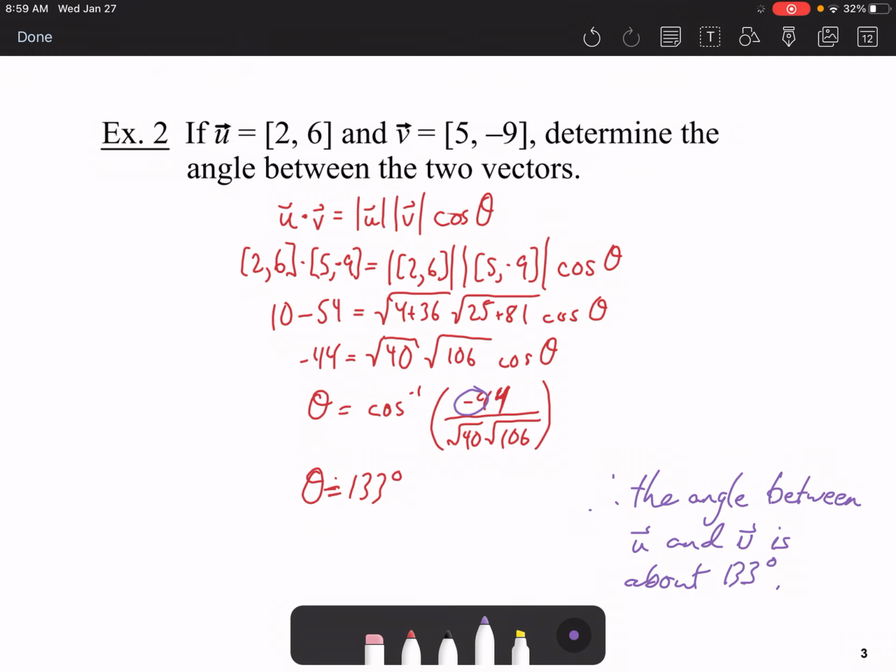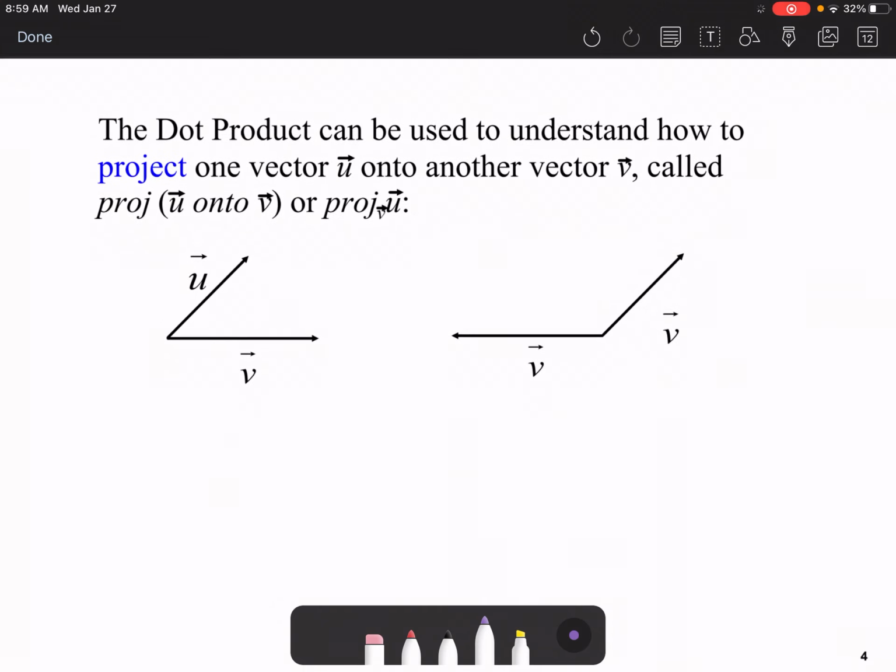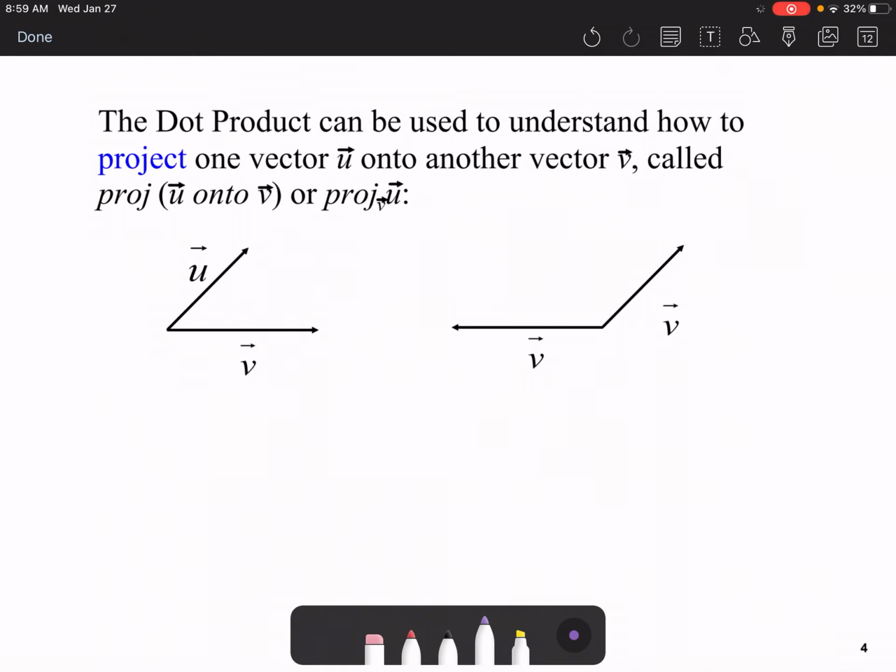Okay, so another application of the dot product is used to understand how to project one vector onto another vector. We're going to project the vector u onto v for this example right here. And I do apologize, this is supposed to say, this is vector u here.